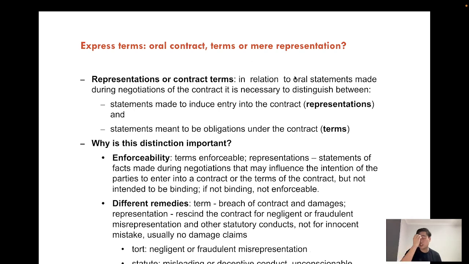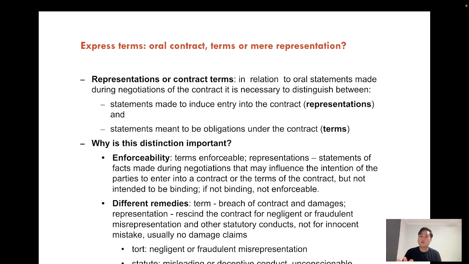A representation is the sales talk before you sign a contract. So it is marketing, it is what goes on before you sign the contract. Representation is in relation to oral statements made during negotiation of the contract, and it is necessary to distinguish representations from the contract terms.